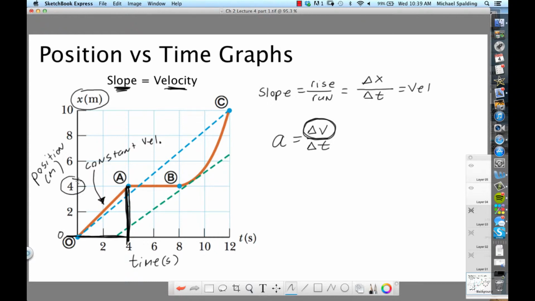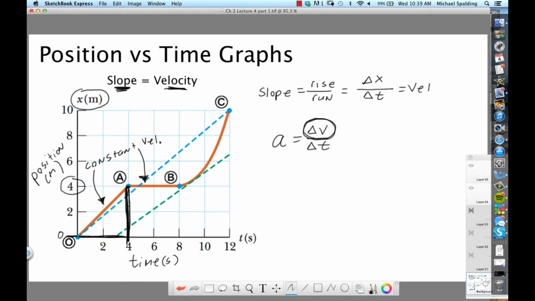It's like you right now. All of you are just sitting there, not doing anything. Just, you're not moving. Your position is not changing. Okay? So A to B is also a constant velocity. It's a constant 0 velocity.